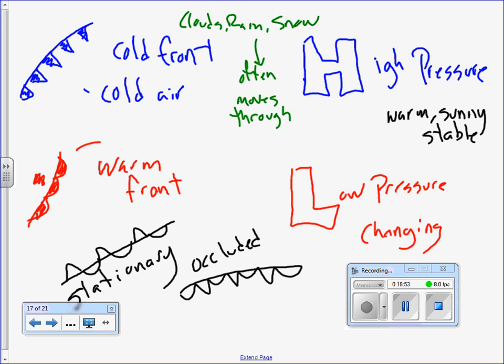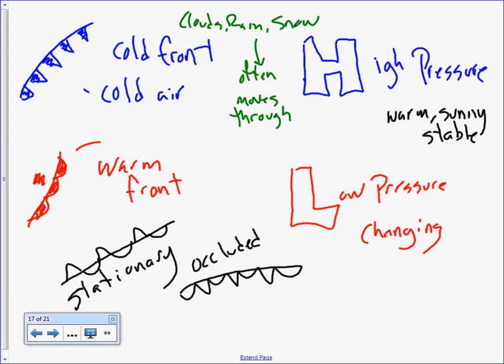The occluded front and the stationary front. A stationary front is two fronts going opposite directions. With both the occluded front and the stationary front, they're not really moving, so you're stuck with the weather for a longer amount of time. And as you saw, they make that bright pinkish purple.